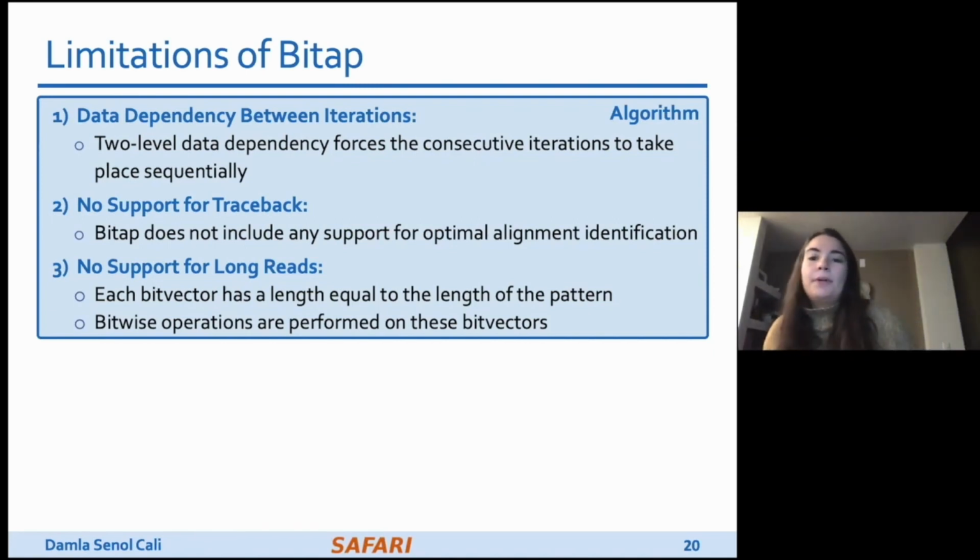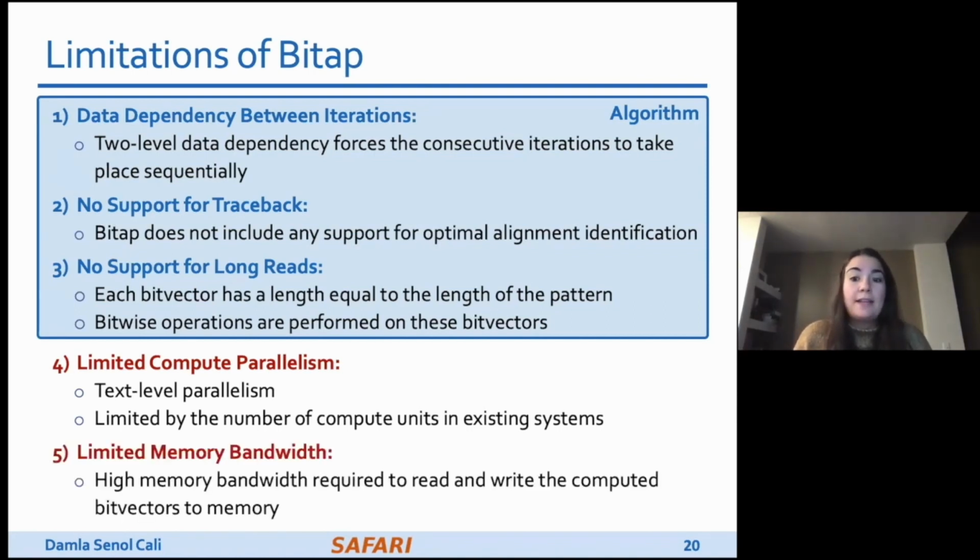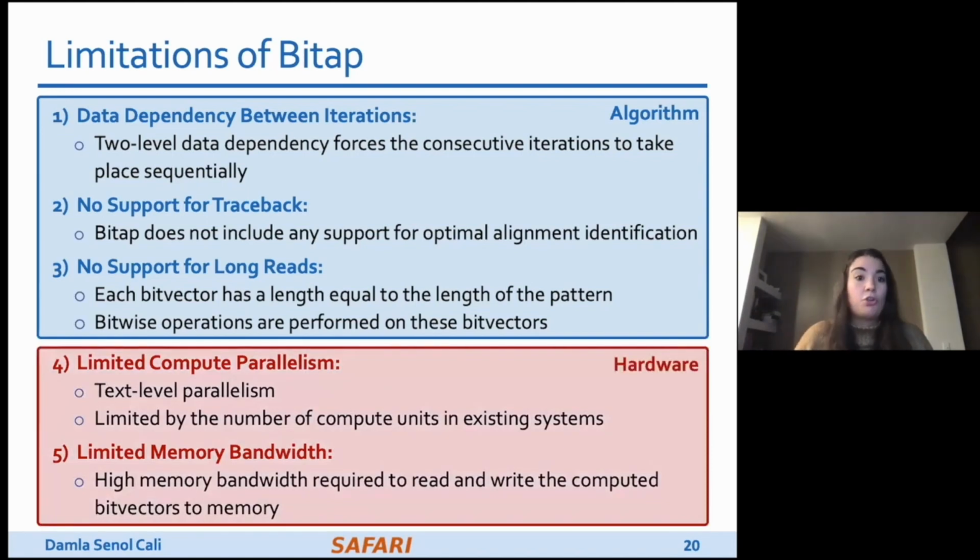For example, while Bitap iterates over each character of the input text sequentially, we can enable text-level parallelism to improve its performance. However, the achievable level of parallelism is limited by the number of compute units in existing systems. Then we would expect that a GPU, which has thousands of compute units, can overcome the limited compute parallelism that CPUs experience. However, we find that a GPU implementation of the Bitap algorithm suffers from the limited amount of memory bandwidth available for each GPU thread. And these are the hardware-related limitations of Bitap.